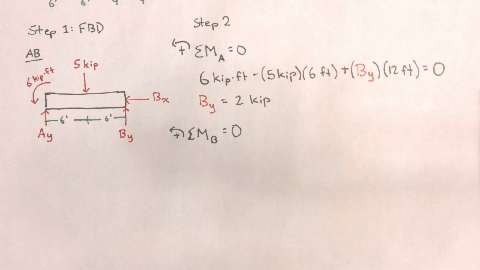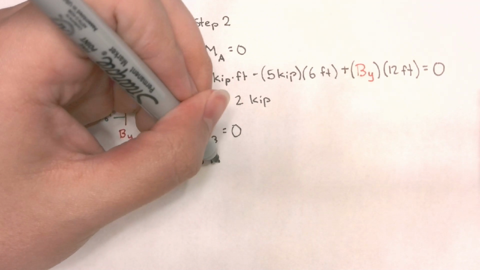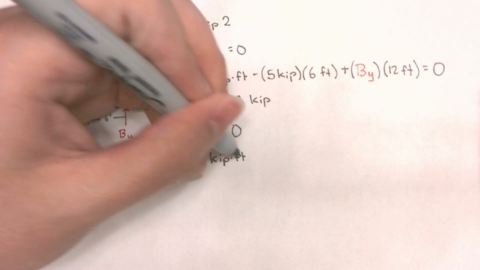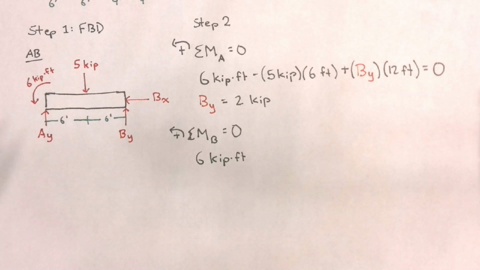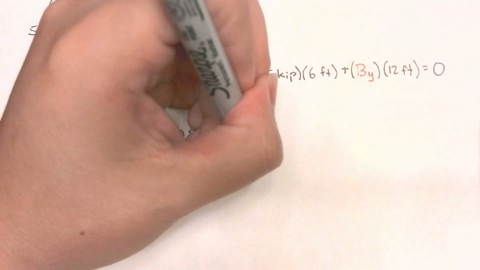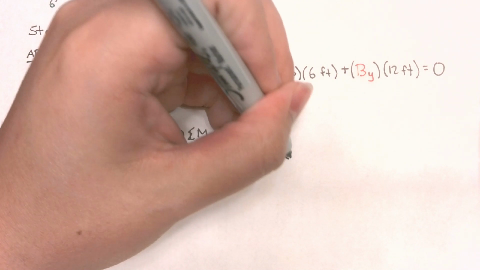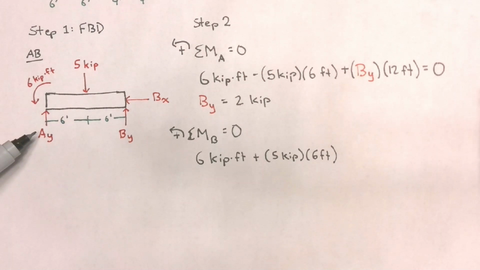Now looking at this, we are going to have a 6 kip-feet moment causing a counterclockwise rotation. I'm going to have a 5 kip load acting at 6 feet from point B causing a counterclockwise rotation, so this time it will be positive. And I will have an unknown AY vertical force at a distance of 12 feet from point B causing a negative moment.